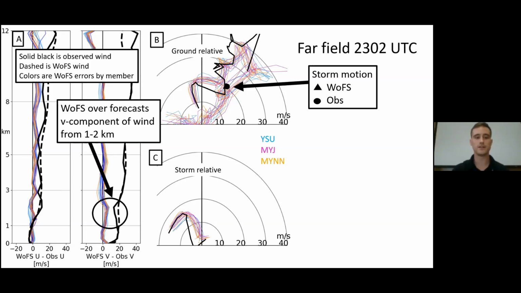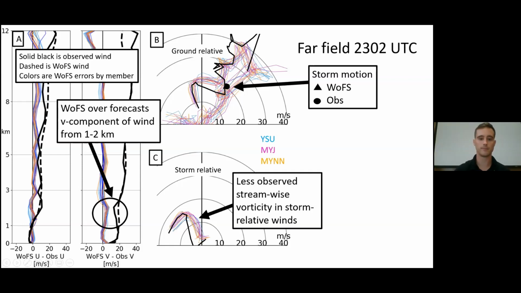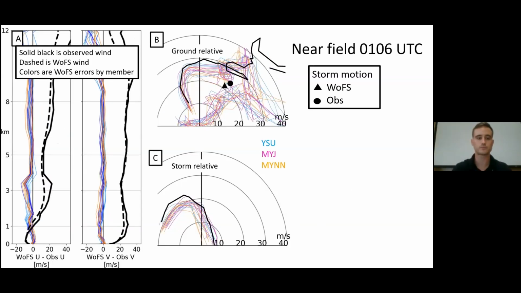So initially we see that WoFS overforecasts the V component of the wind in about 1 to 2 kilometers. And we can see that discrepancy here in the difference between that dashed and solid line. Now, whenever we rotate the winds to be storm relative, we can see that there's less observed streamwise vorticity in the storm relative winds, which is what's contributing to an overforecast of SRH. So it's essentially that reduced V component in the observation that is causing WoFS to slightly overforecast the SRH, or at least a contributing factor.